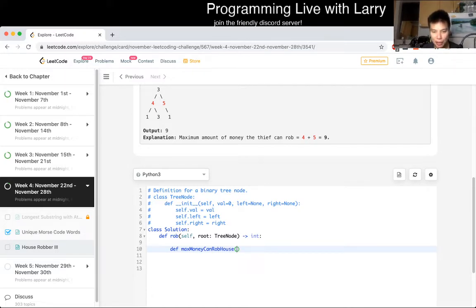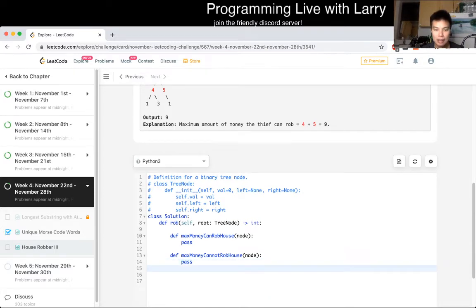So we get given a node, right? And that means that this is the max money that we can get while we can rob this current house, right? So we have two constraints, which is whether we can rob this current house or not. And then we have another function maybe to help us, max money cannot rob house, right? So these are kind of my templates for now. And yeah, so let's think about how they relate to each other, right?